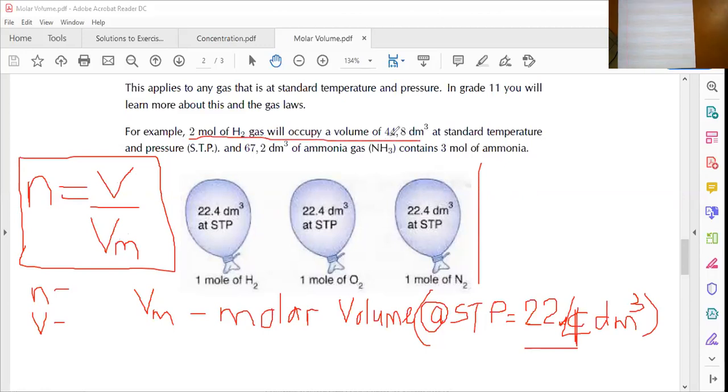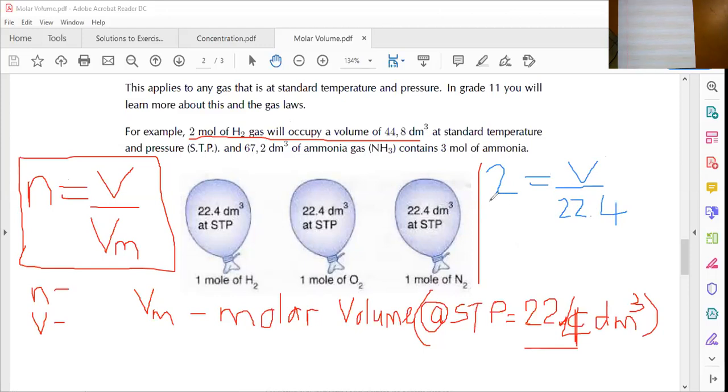How do we come up with 44,8? We are using this formula here. Where there's number of moles, I'm going to substitute with the 2, because I'm given 2 moles. So I'm going to have 2 is equal to V over 22,4. I'm looking for the new volume, and at STP my molar volume becomes 22,4.